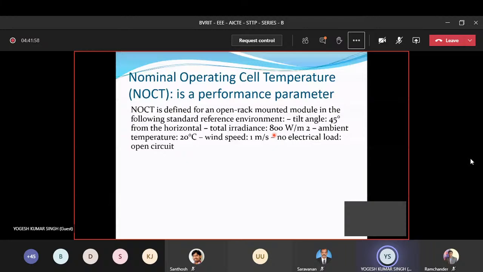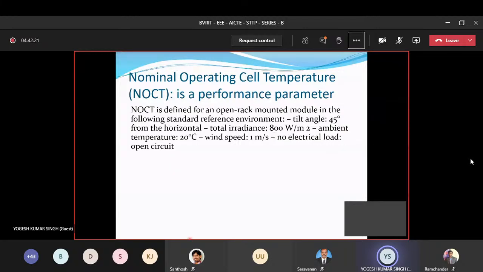So in NOCT, the first condition is that the total irradiance will be around 800 watt per meter square. The temperature will be around 20 degrees centigrade. And the third condition, a wind speed of 1 meter per second, is applicable in that particular case. There is no electrical load, or the module is at open circuit. This type of condition is called the NOCT condition.